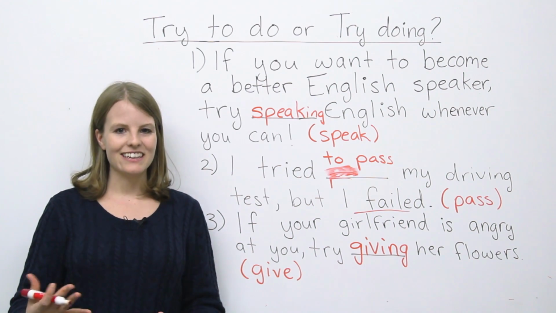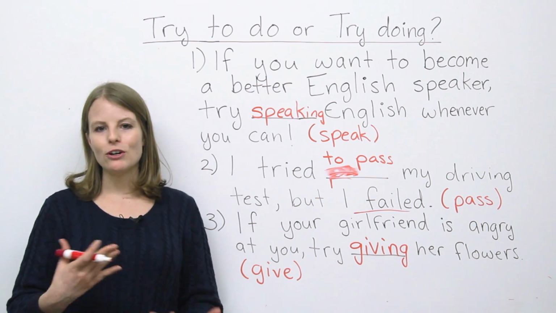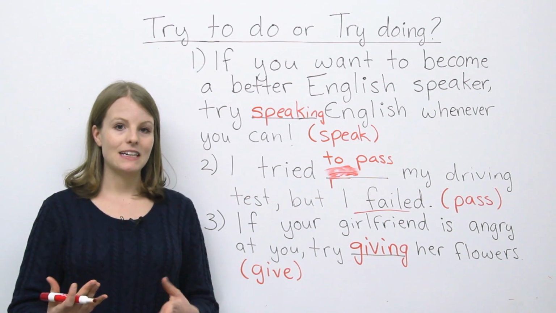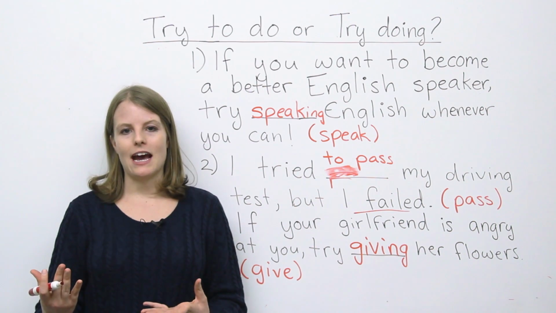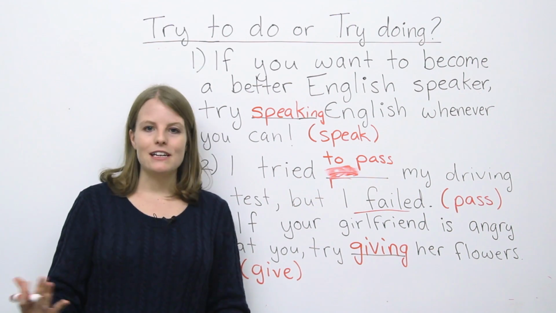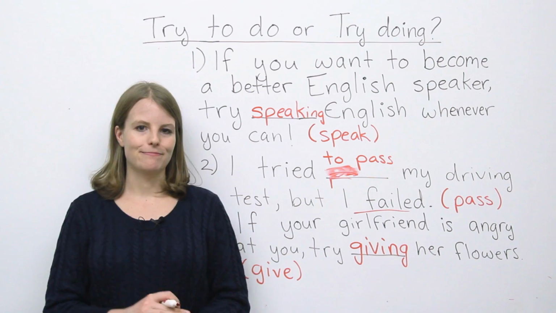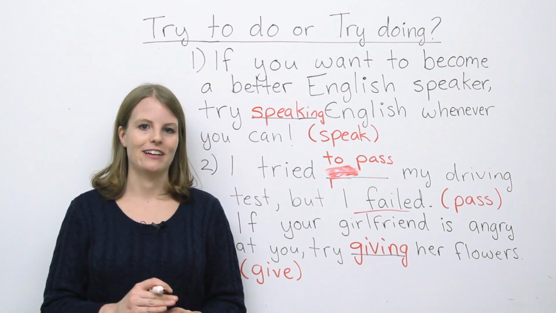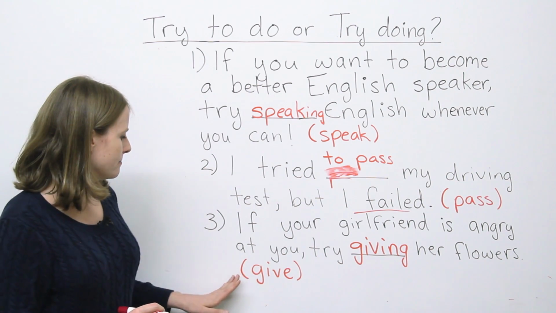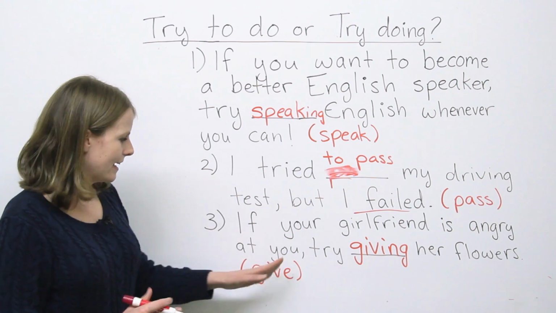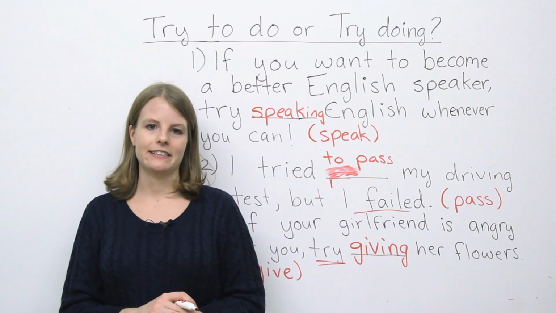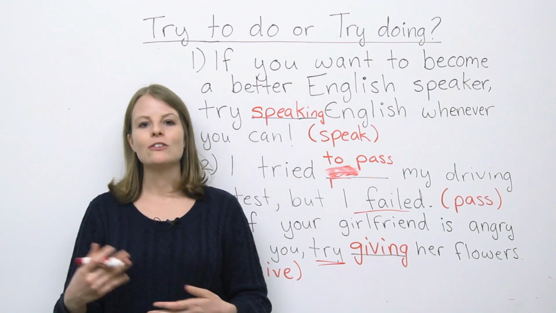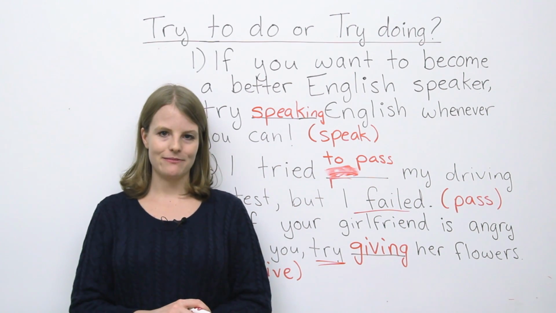This is, again, like an experiment. We don't know exactly what's going to happen. It's easy to do, to buy flowers. We don't know what's going to happen, but maybe she'll be happy with you. Maybe she'll forgive you for forgetting her birthday. And again, try giving her flowers. This is a piece of advice. What should I do? Well, try doing this.